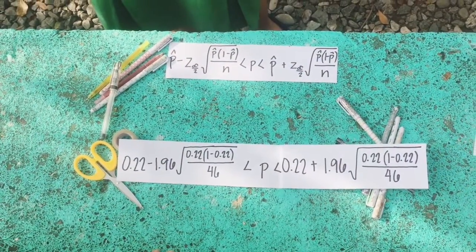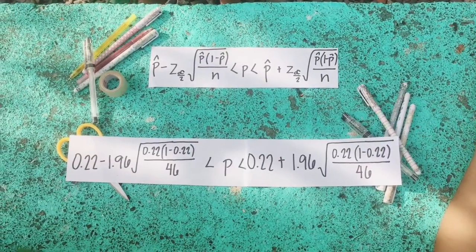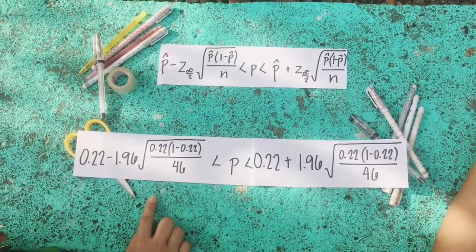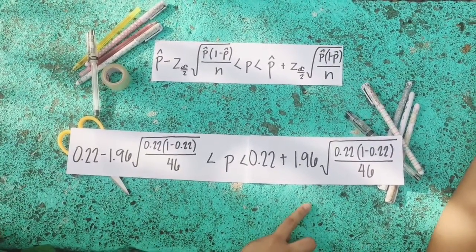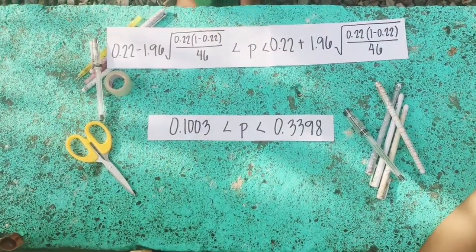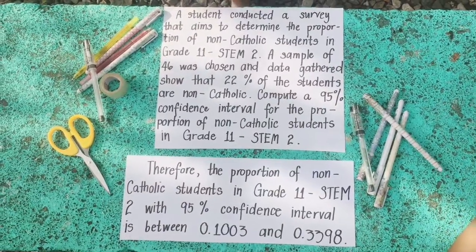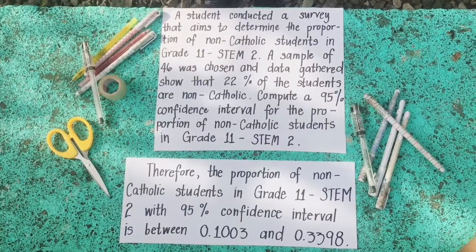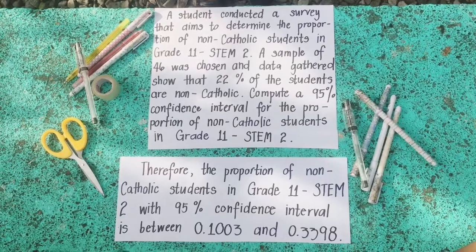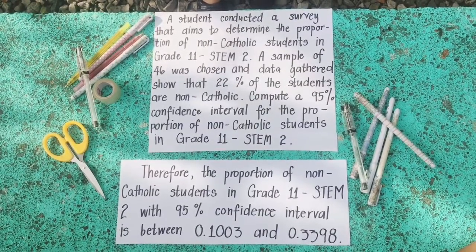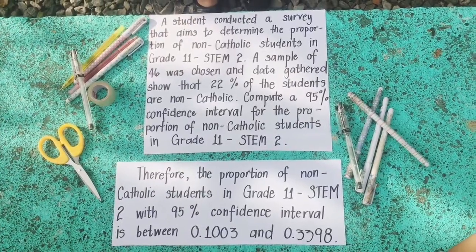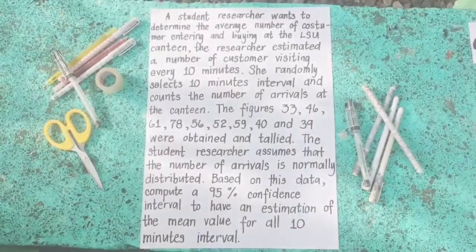So now the next step is we're going to input all of these in the calculator, starting with this one and then this one. Now we got this as our final answer. Therefore, the proportion of non-Catholic students in grade 11 STEM 2 with 95% confidence interval is between 0.1003 and 0.3398. The next problem.